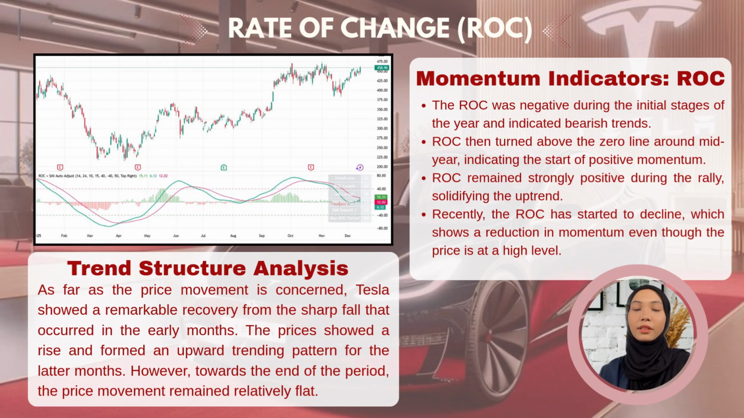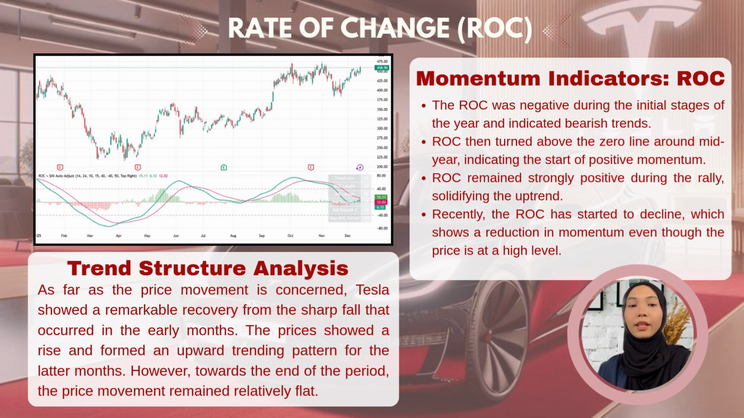So first thing first, in terms of trend structure analysis, we look at the price movement. Tesla first experienced a sharp drop in the early months. After that, the price recovered strongly and moved into an upward trend in the later months. However, towards the end of the period, the price movement remained relatively flat.